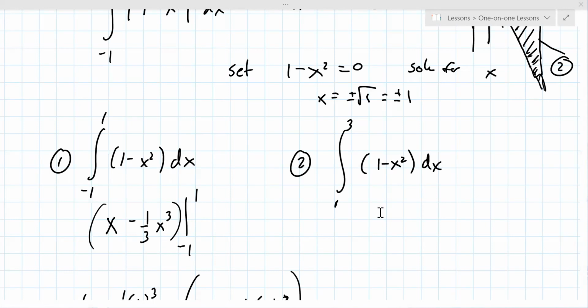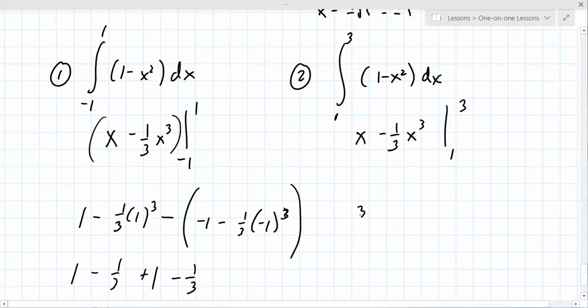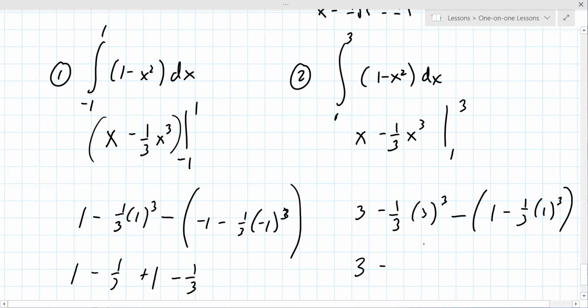So that's x minus 1/3 x cubed, evaluated from 1 to 3. So that's 3 minus 1/3 times 3 cubed, minus 1 minus 1/3 times 1 cubed. 3 minus, and this is 27, so 3 minus 9, minus 1 minus 1/3 here.